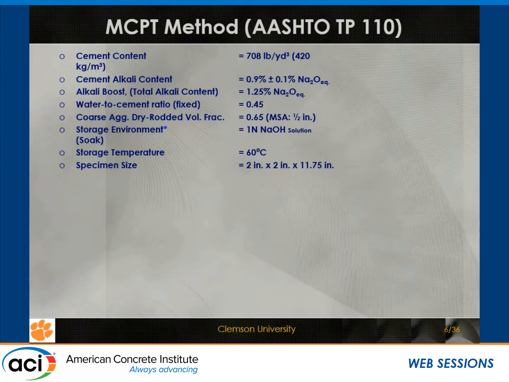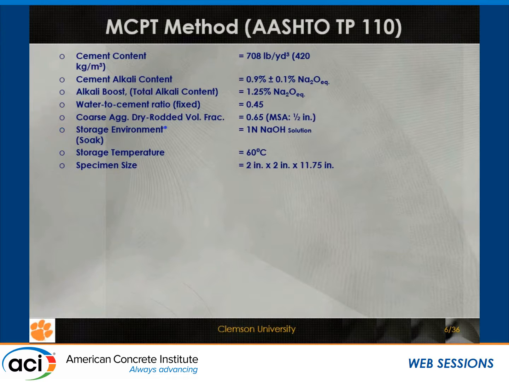For the cement alkali loading, you start off with a high alkali cement and boost it up to 1.25%. The water cement ratio used in this study is about 0.45. The coarse aggregate volume fraction is limited to about 0.65 as a dry rodded unit weight volume. These specimens are a sort of hybrid of the 1260 and 1293 test methods, in that these samples are soaked in a 1 normal sodium hydroxide solution.